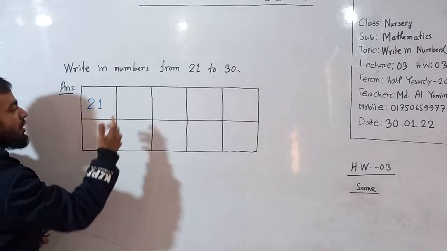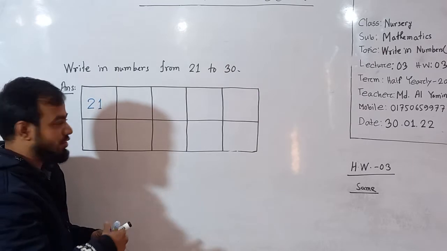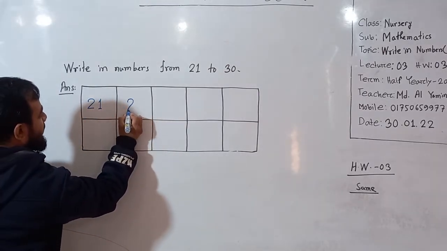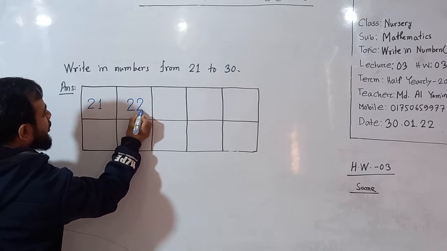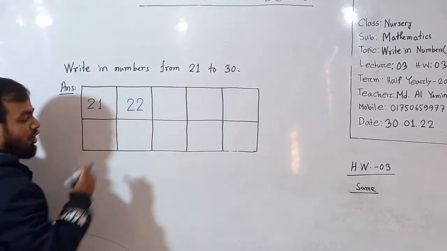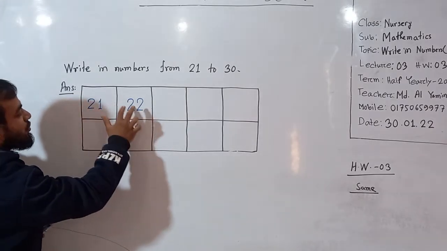After 21, the next number is 22. We know that 2 and 2 makes the number 22. So on the right side of 21, we fill in the number 22. We will not write from top to bottom, we will always write from left to right, in your question paper and your answer paper also. It's 21, then 22.